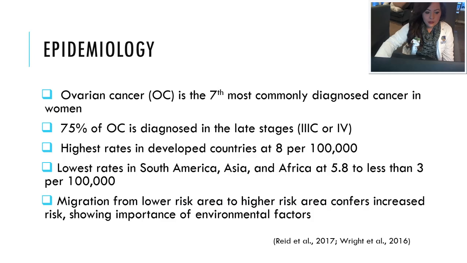Of interest to me was that when someone migrates from a lower risk area to a higher risk area, there is an increased risk, which shows the importance of some of these environmental factors. So this means that even in a lower risk area such as South America, Asia, or Africa, the risks for ovarian cancer were higher in the urban areas compared to their rural areas.